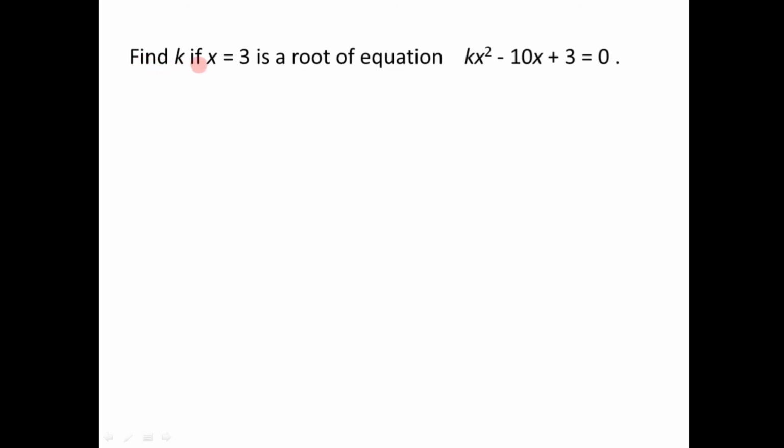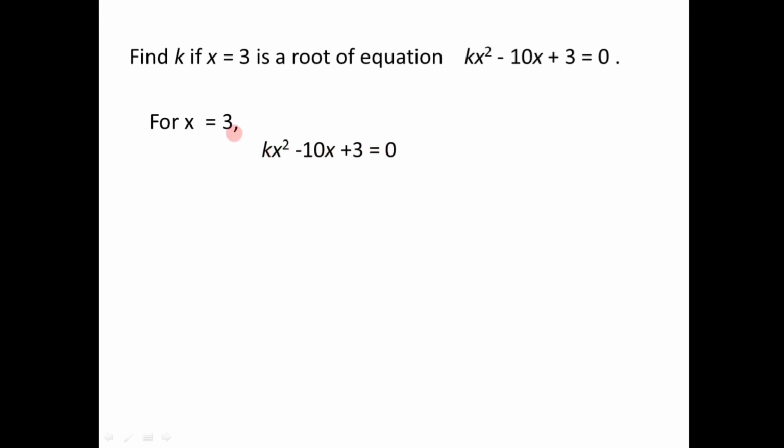Now let us have the next question based on this. Find the value of k if x is equal to 3 is a root of the equation kx square minus 10x plus 3 is equal to 0. Now this time the quadratic equation is given and one of its roots is given, that is, x is equal to 3 is given to be a root of this equation. So we have to use that to find the value of k. For x is equal to 3, if we replace the variable x in this equation by 3, as it is the root of the equation, both the sides must be equal.